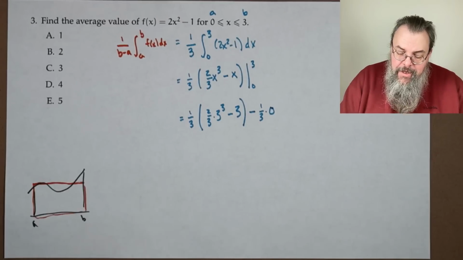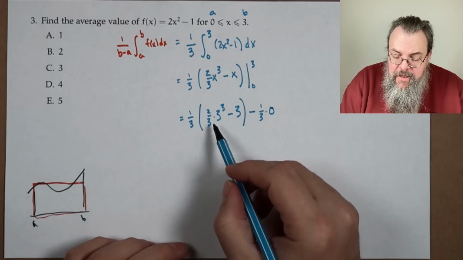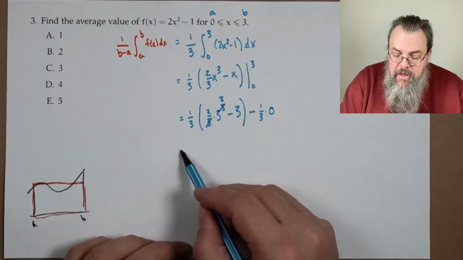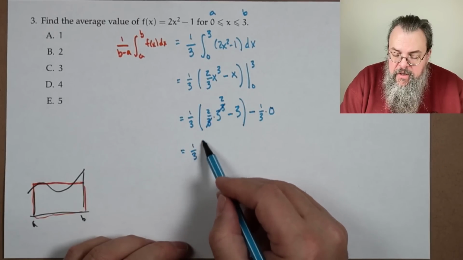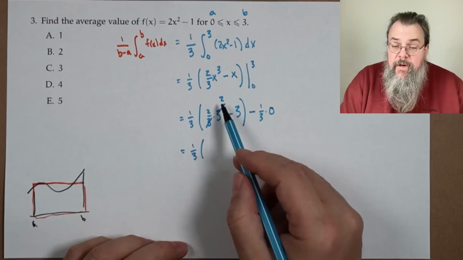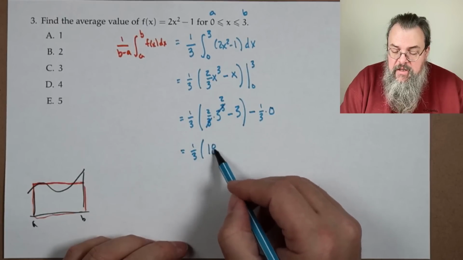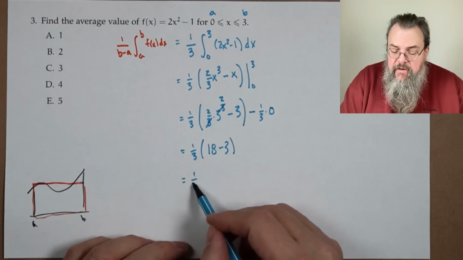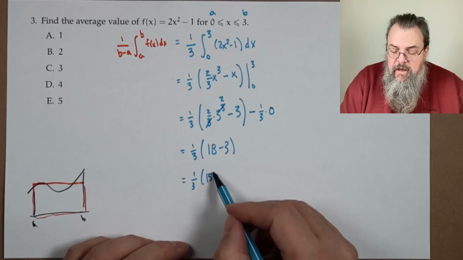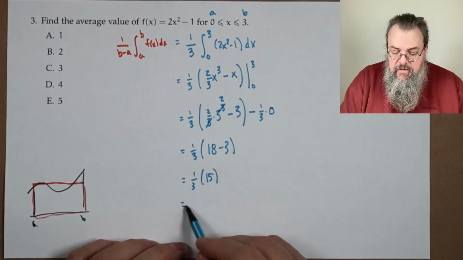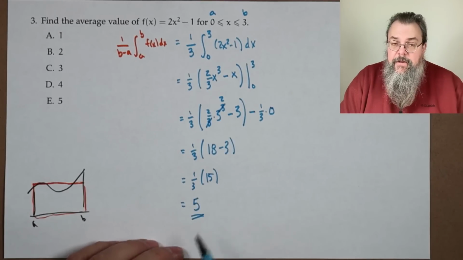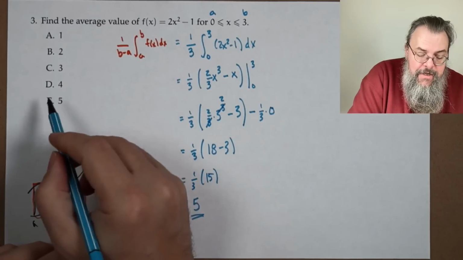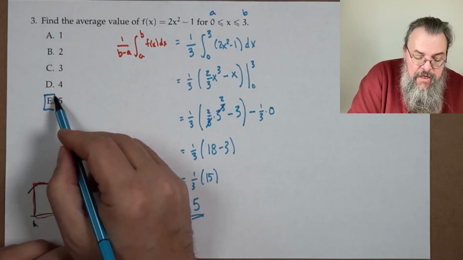All right, well, we're almost there. Notice we can knock out the 3 here. So what do we have? We have 1/3, and then we have 2 times 3 squared. Well, that's 18, and minus 3. 18 minus 3, also known as 15. And 1/3 times 15 is 5. All right, so the average value is 5. All right, good. And there's the answer.